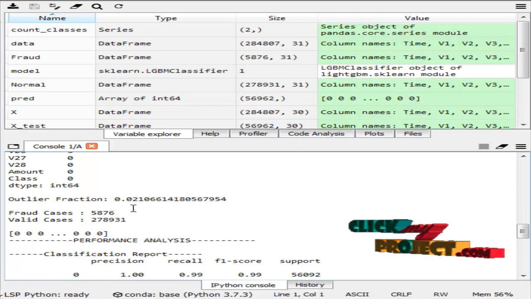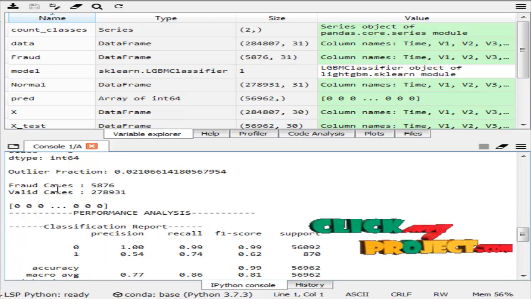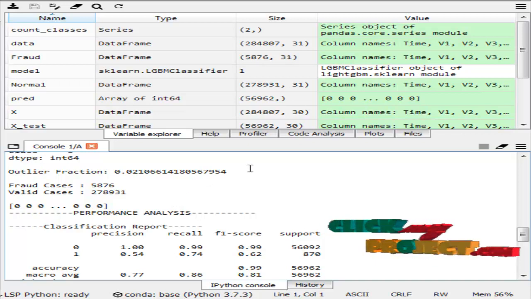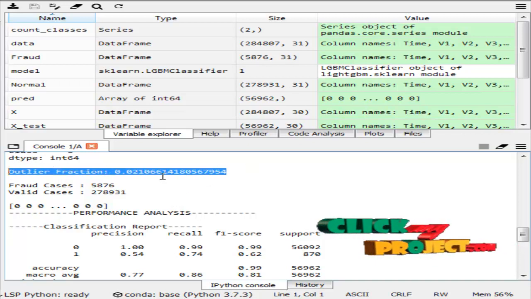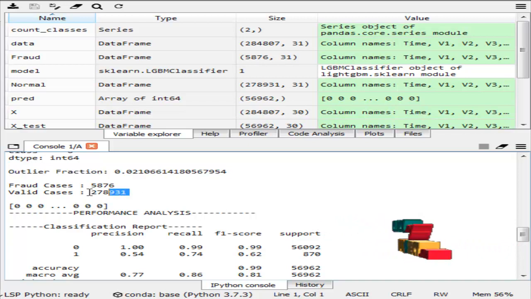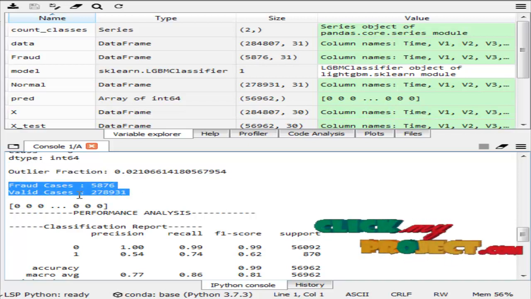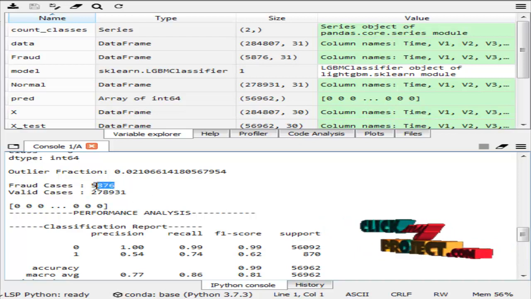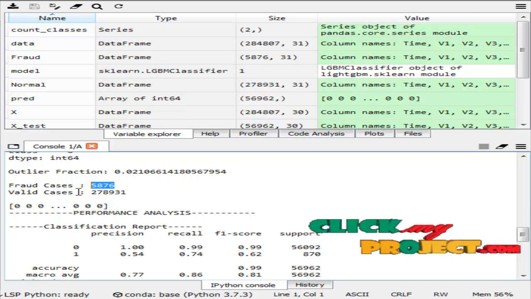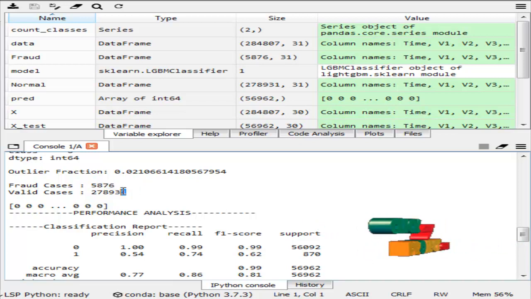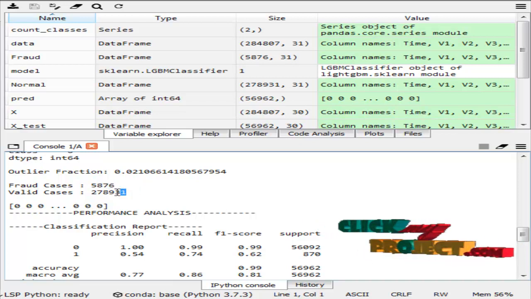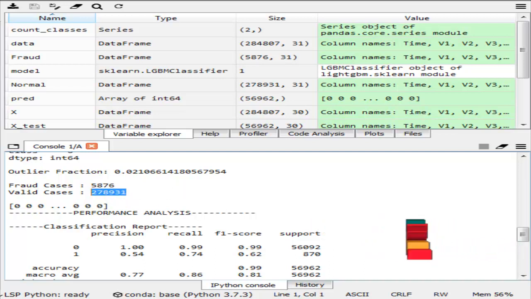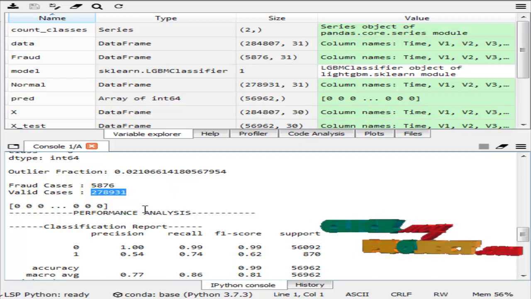And then after this, we'll be finding the outlier fraction, which is the length of the fraud cards divided by the length of the normal cards. Then we have determined the number of fraud cases and the number of valid cases of credit card transactions. There are a total of 5,876 fraud credit card cases and 278,931 valid cases here.